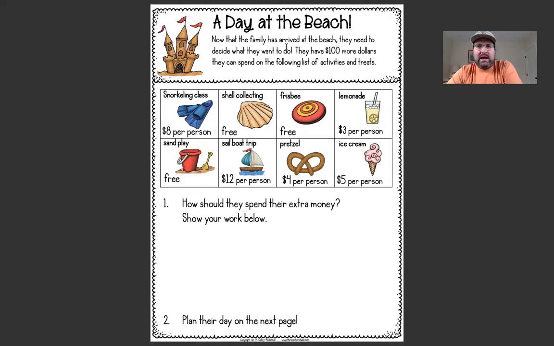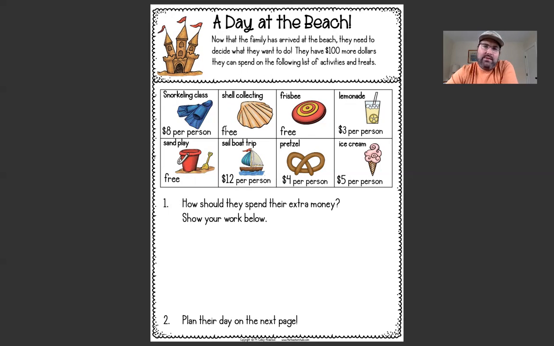Now that the family has arrived at the beach, they need to decide what they want to do. All right, so we've planned for the beach, we've bought supplies, and now we're at the beach. They have $100 more they can spend on the following list of activities and treats. Wow, that sounds like a fun day. Okay, so they have $100 more to spend on the following list of activities. All right, so a snorkeling class, $8 per person. So how much would that cost if all 4 people took a snorkeling class, right?